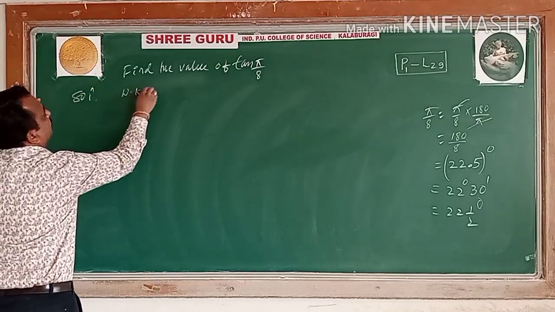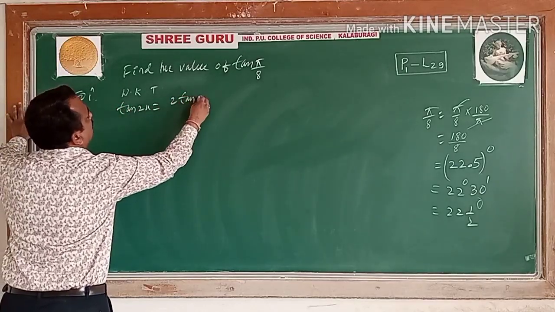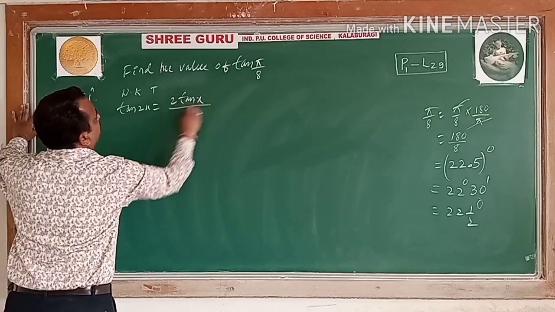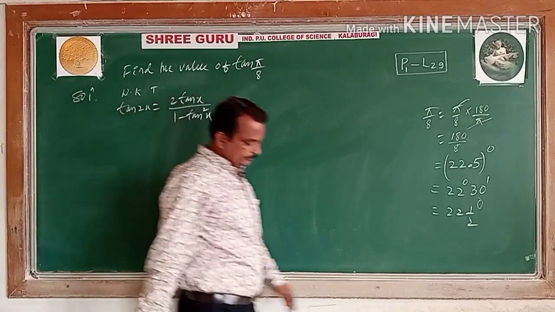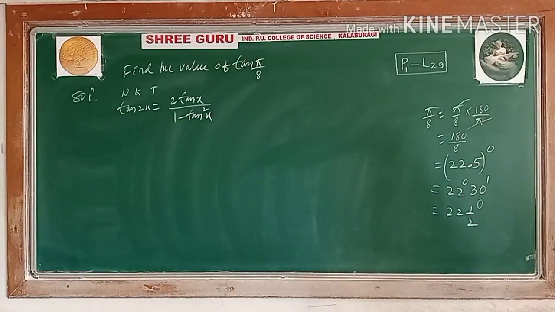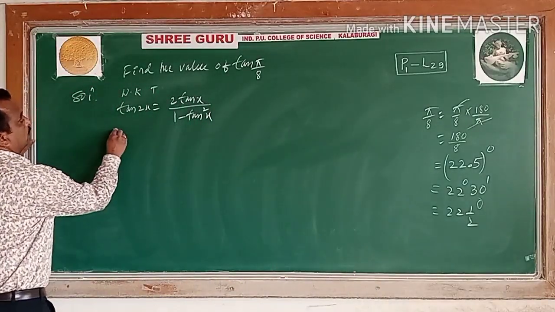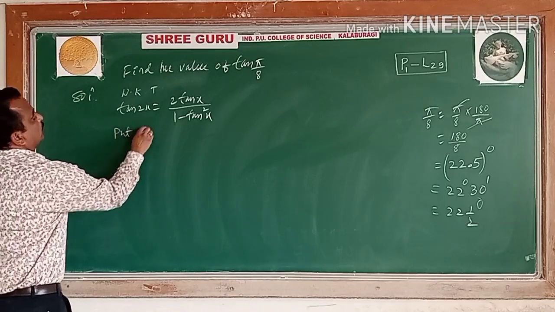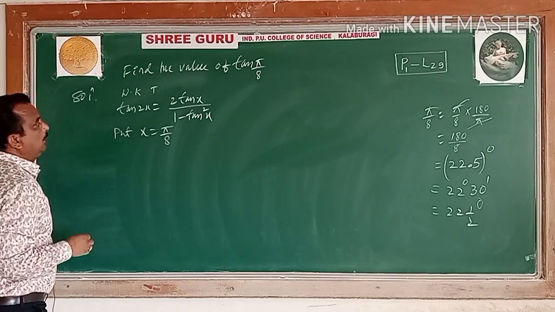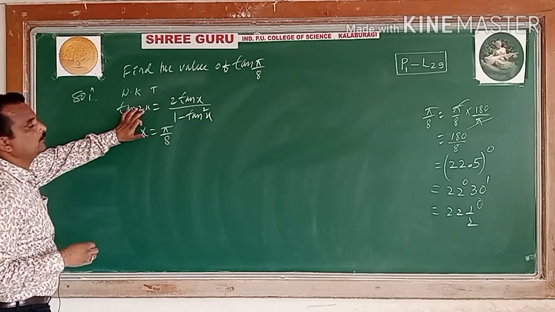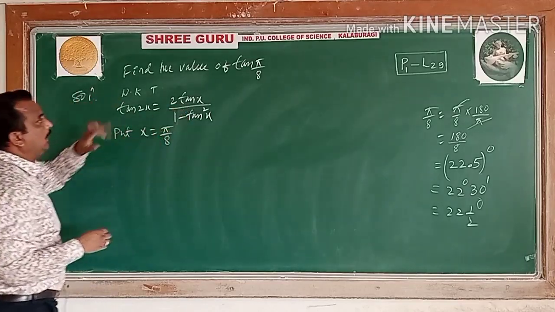We know that, let us apply one of the formulas. Tan 2x equals 2 tan x divided by 1 minus tan square x. I have considered the tan 2x formula because I have to calculate tan pi by 8. I will put x equal to pi by 8 in the above result, because I want pi by 8. This is the tan 2x formula, you know very well.